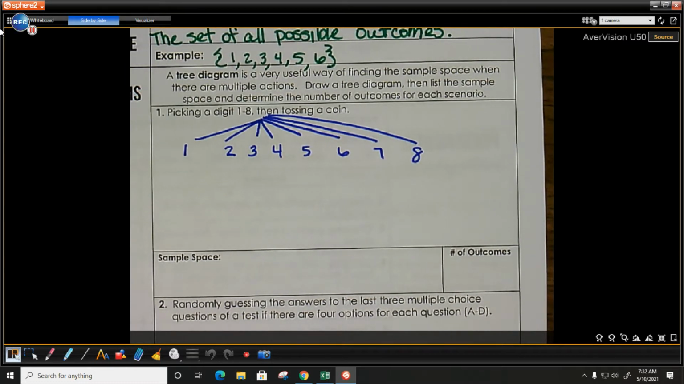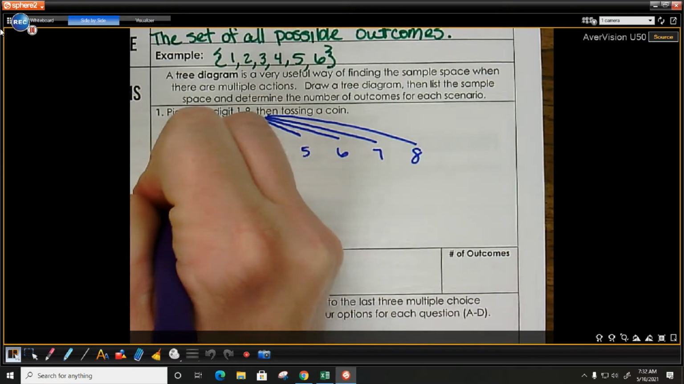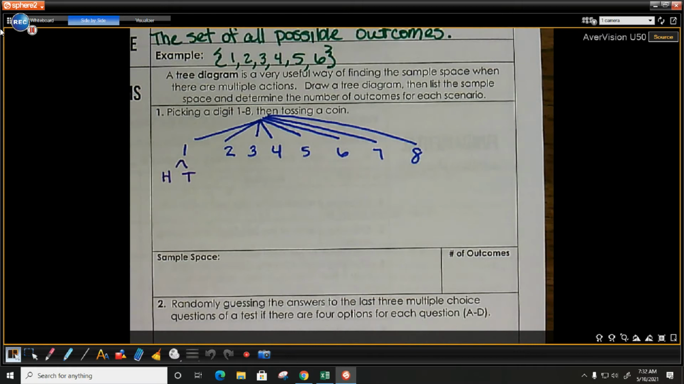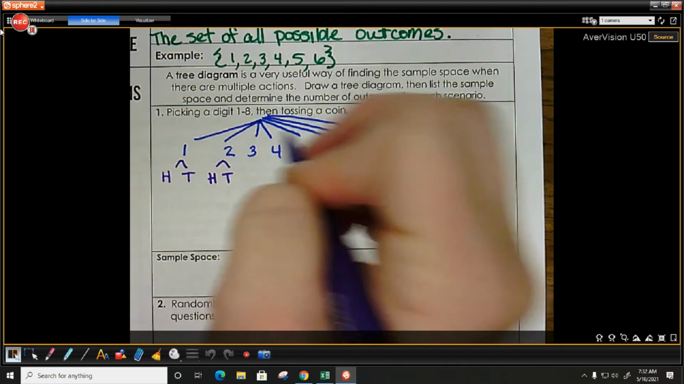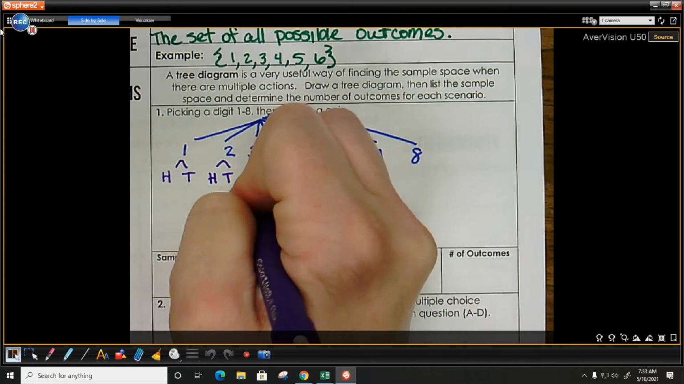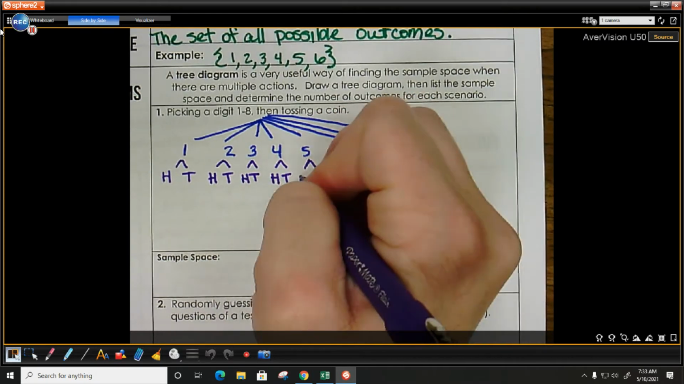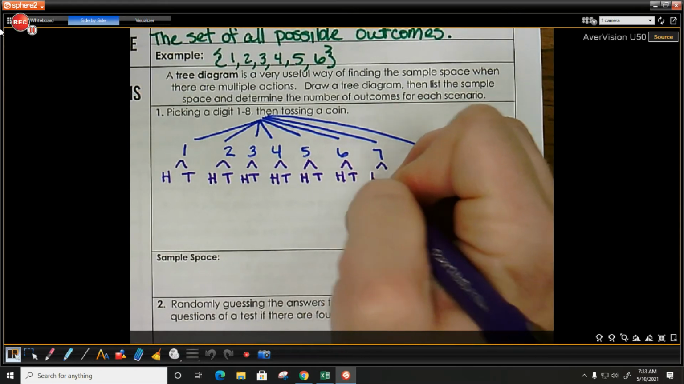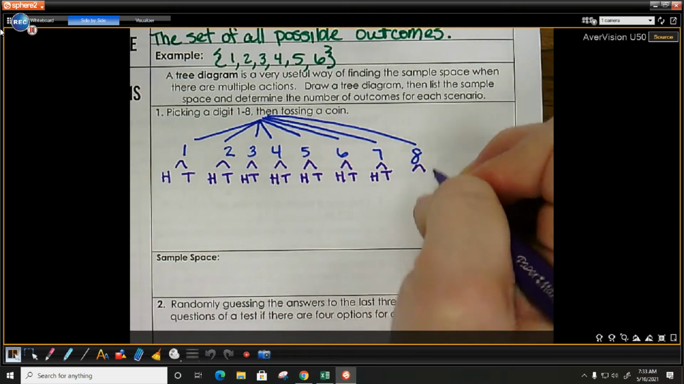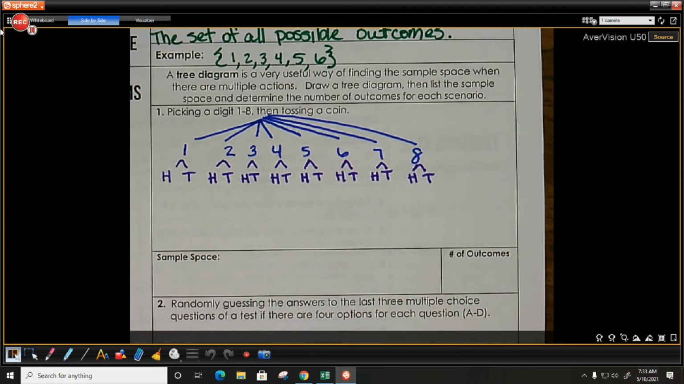Okay. Now, if I pick 1, then tossing a coin. What are my options for tossing a coin? Heads or tails. So if I pick 1, it's either going to be heads or tails when I flip my coin. If I pick 2, I'm going to have a heads or a tails when I flip my coin. So all of these numbers I'm picking, I then am flipping my coin, and I have 2 possible outcomes when picking the coin. Do we see why this is called a tree diagram? Does it look like these are branches or roots? Good?